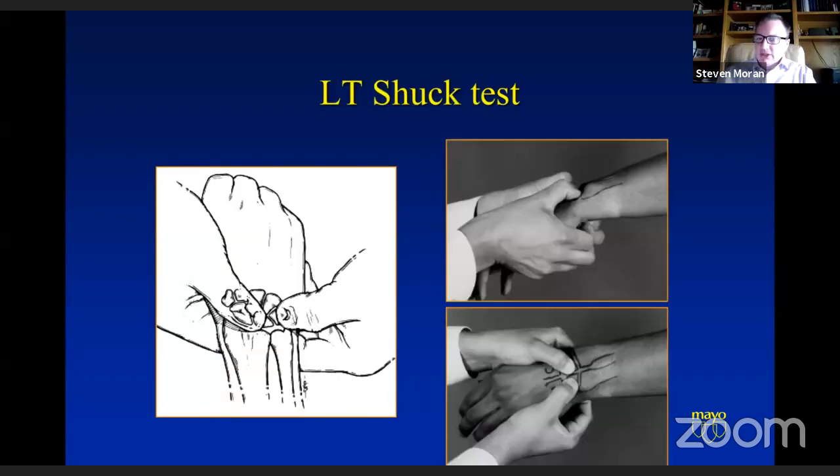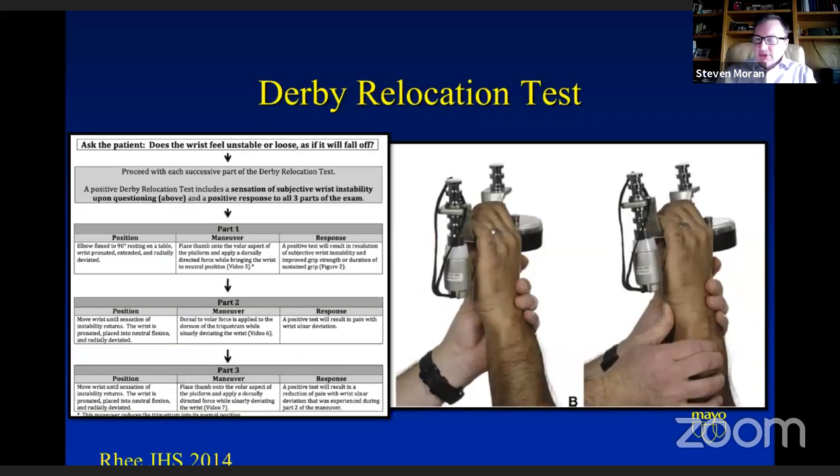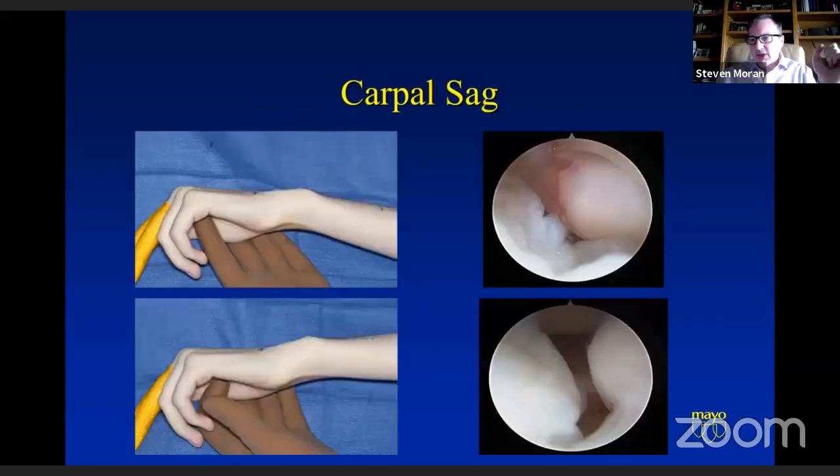And finally, this Lichtman LT shuck test, which is performed from the dorsum. Another very valuable test that you can use to differentiate TFCC pathology from LT pathology or carpal pathology on the ulnar aspect of the wrist is this DRUJ relocation test. With the DRUJ relocation test, you can actually stabilize the lunotriquetral relationship by placing the wrist into extension and measuring a difference in grip strength between once the joint is relocated and when it's not. And that can also help you make the diagnosis.